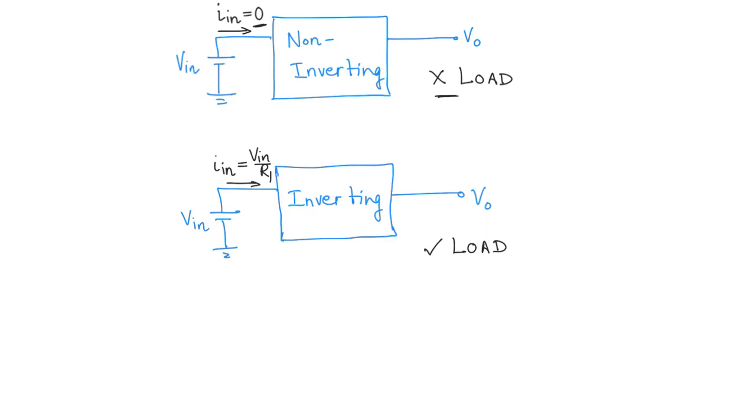Of course, the other difference is that in a non-inverting amplifier, the gain cannot go below 1, right? It is 1 plus R2 over R1 times V in, and therefore the gain is always above 1, while in an inverting amplifier, you can have a gain of less than 1 as well.